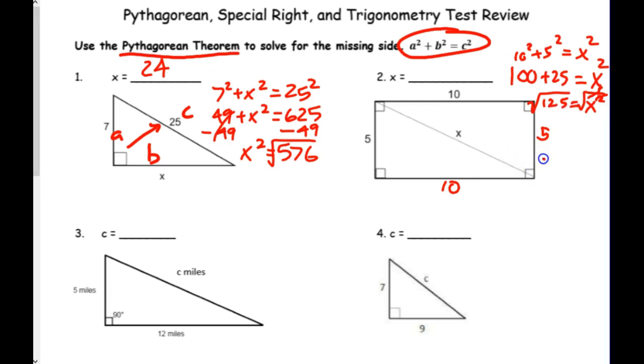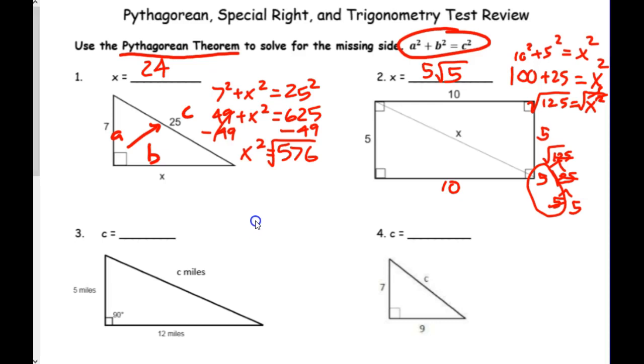All right, so the square root of 125, let's do that. So we got 5 times 25, and then 25 is 5 times 5. So I'm left with one pair of 5 and one loner 5. So that would be 5 square root 5.